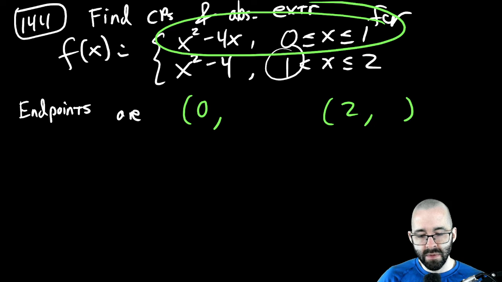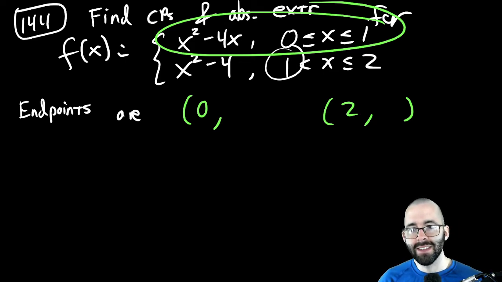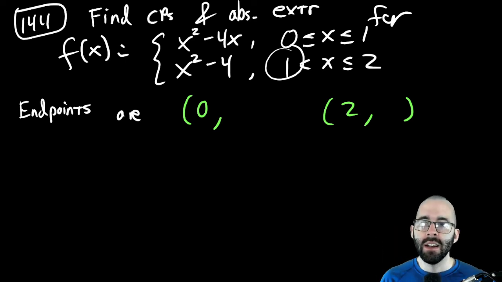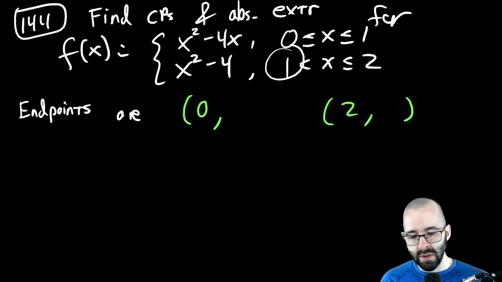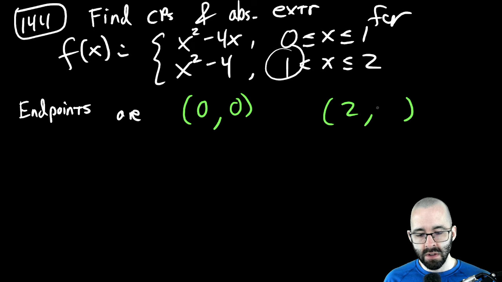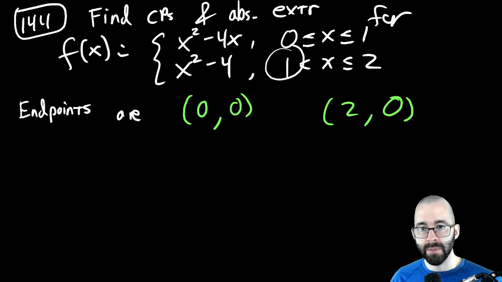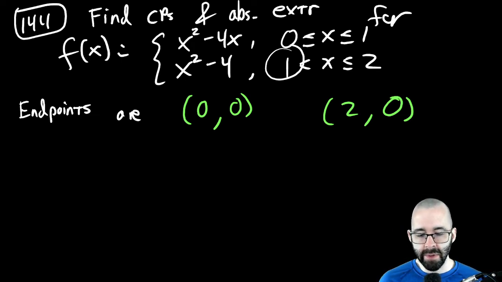When x is equal to 0, the function value... Oh, wait. I lied to you guys. The function value when x is 1 is not 0. When x is 1, this is 1 minus 4, which is -3. This is continuous. So we are guaranteed an absolute max and absolute min. Huh. All right, so these are the endpoints. 0, 0, and 2, also 0. Right, when x is 2, we're on this bottom piece and we get 4 minus 4, which is 0. So these are the endpoints. These are two of our candidates for absolute extrema.